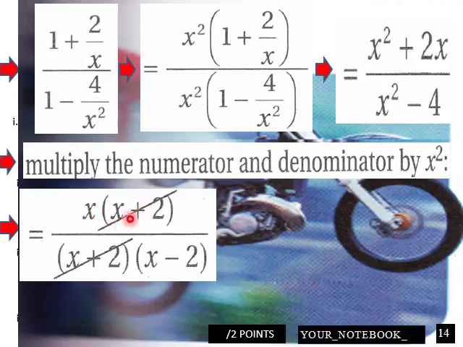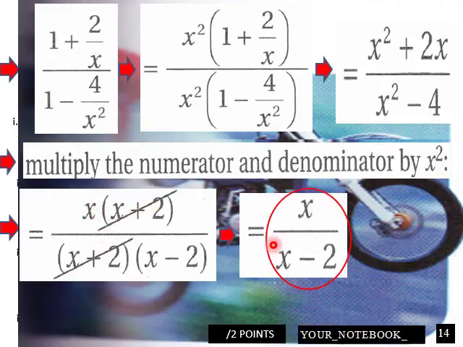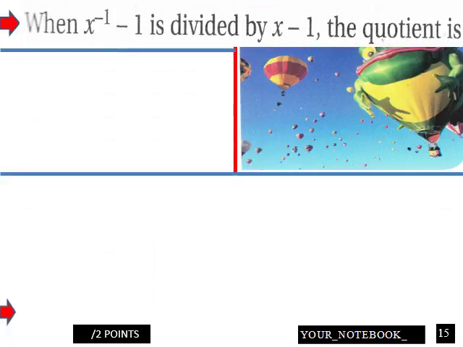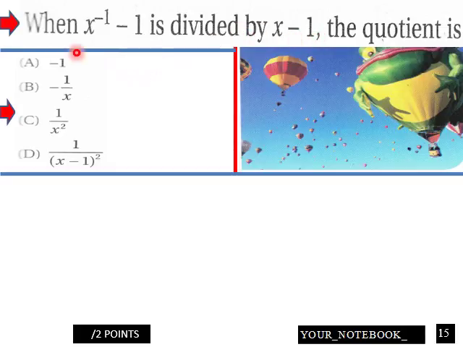Then we can do some factoring and then canceling out here. These cancel, I get x over x minus 2 from that. As an example of a complex fraction, when x to the negative 1 minus 1 is divided by x minus 1, the quotient will be, here's our choices here.